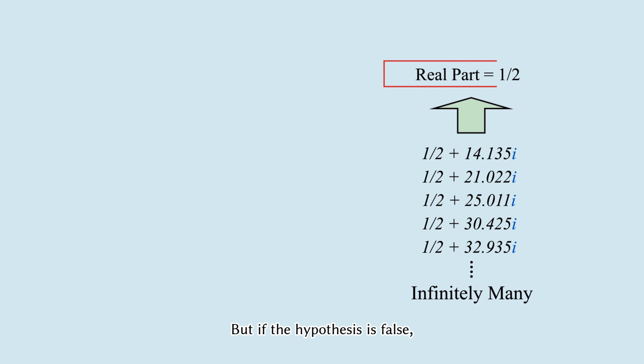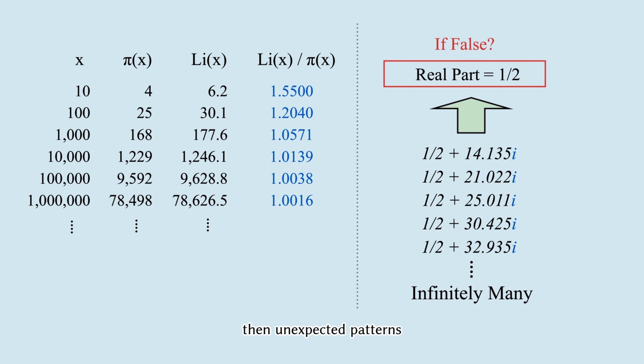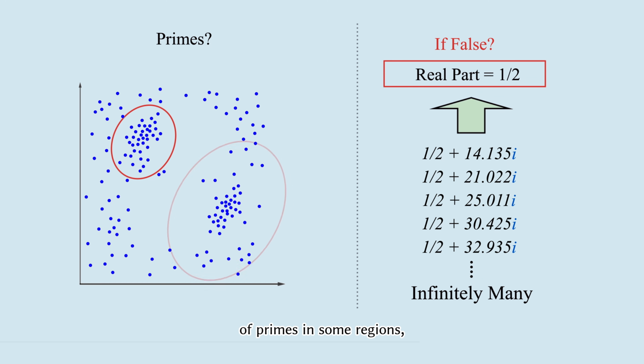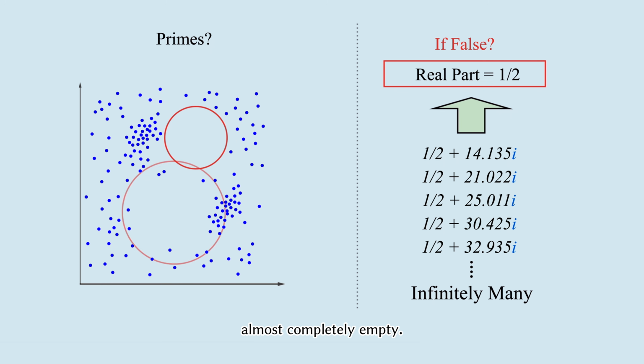But if the hypothesis is false, then unexpected patterns could emerge, far beyond our predictions. These ratios converge to 1 overall, but they can certainly spike or drop along the way. We might find massive clusters of primes in some regions, while others remain almost completely empty.